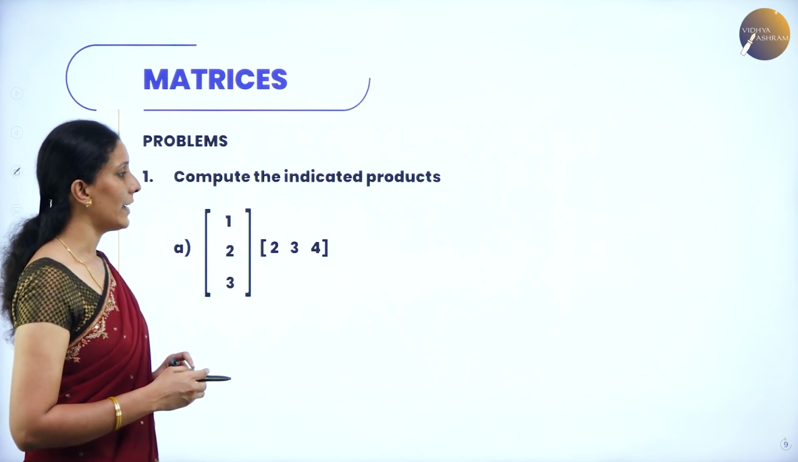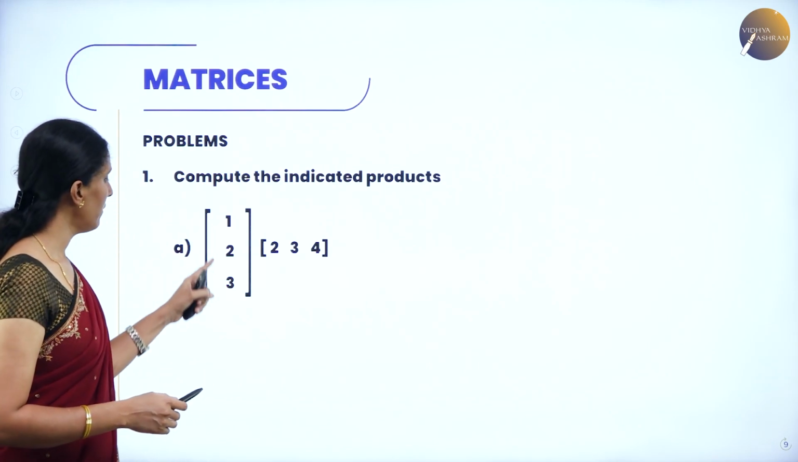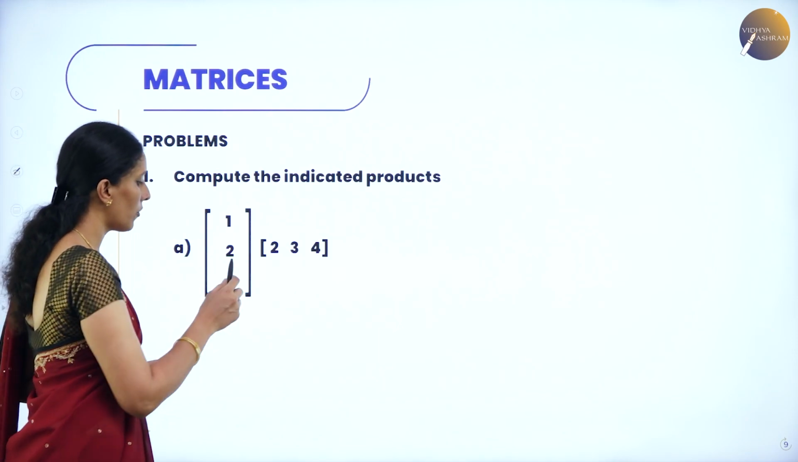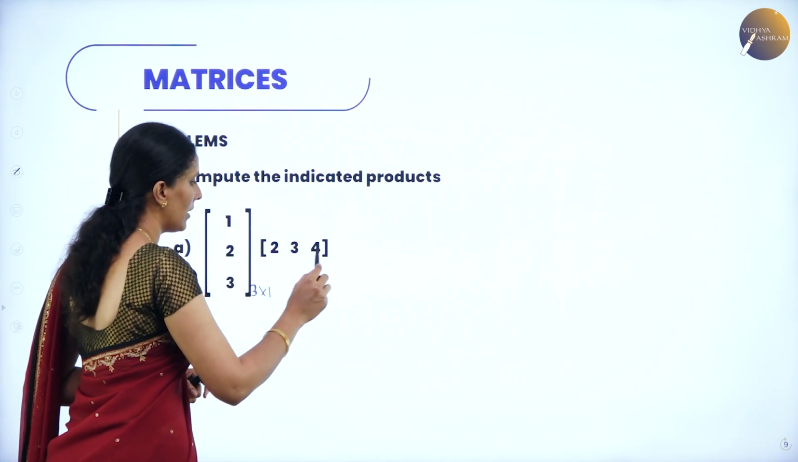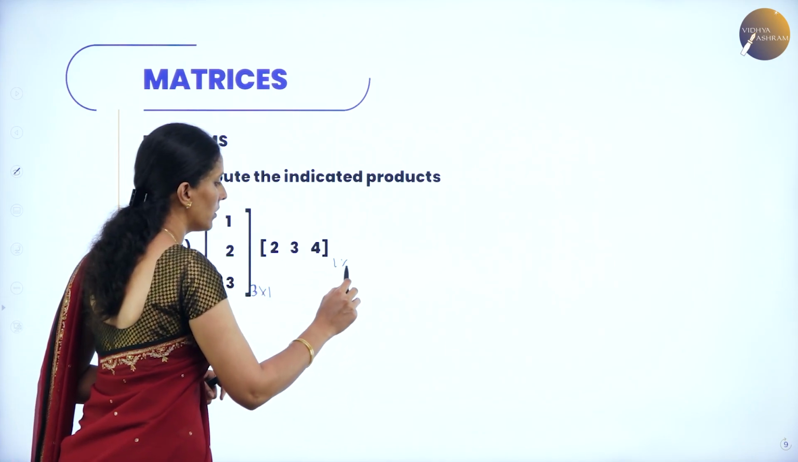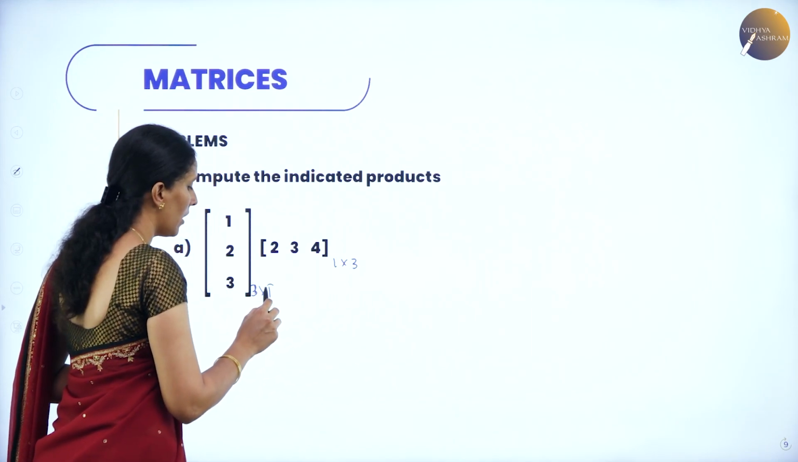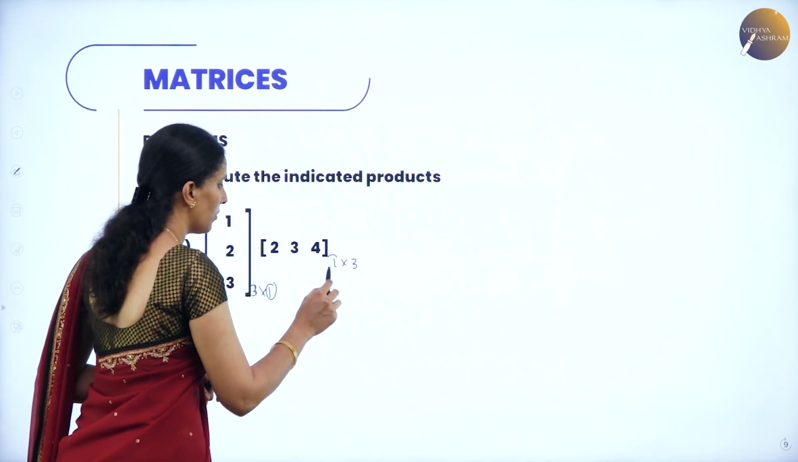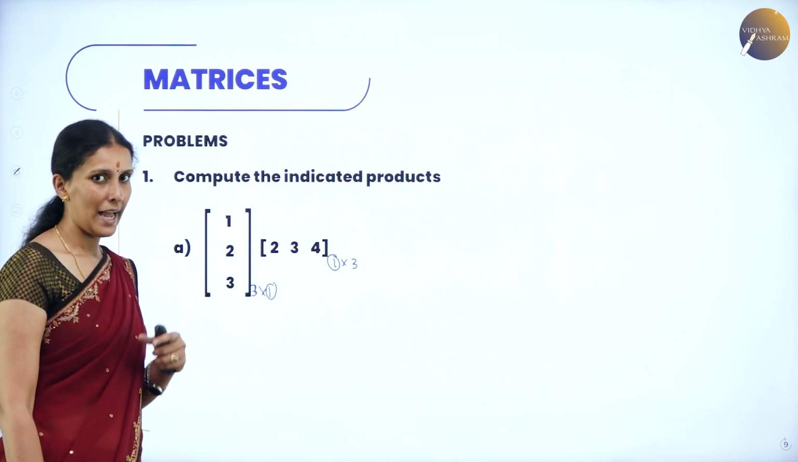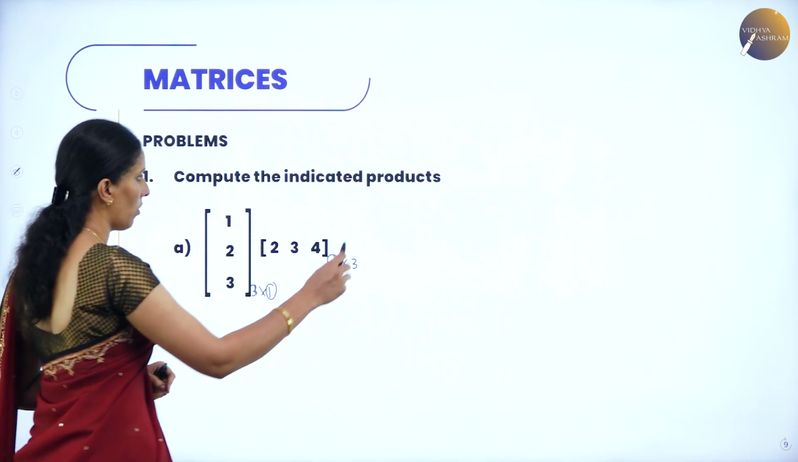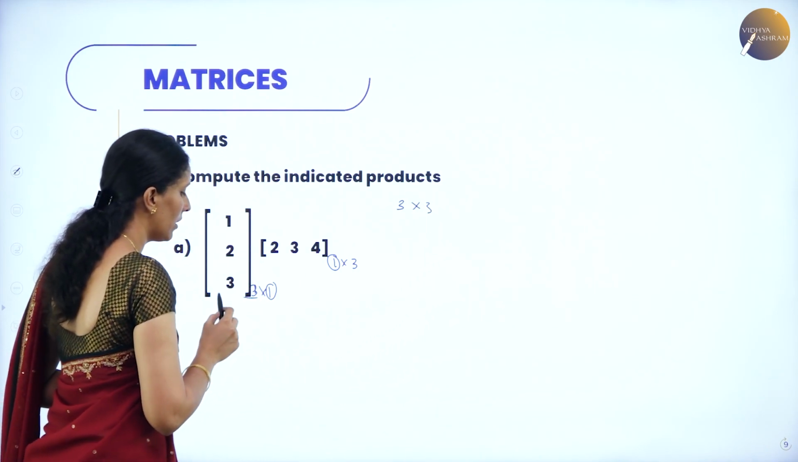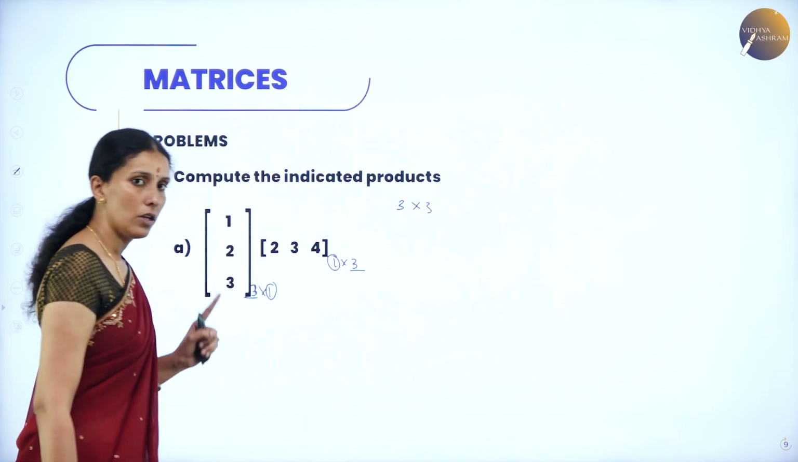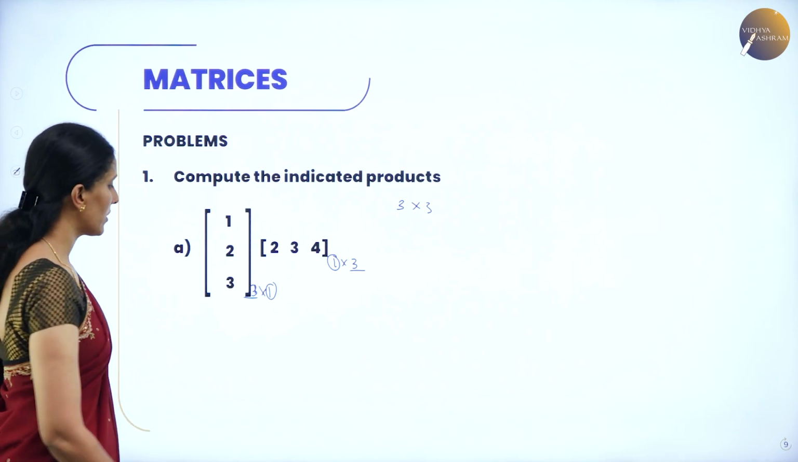Compute the indicated product. Here we have two matrices. What is the order of these matrices? We have 3 rows and 1 column, and here we have 1 row, 3 columns. Clearly, the number of columns of the first is equal to the number of rows of the second. Hence, you will get a matrix of order 3 cross 3, with the remaining rows here and remaining columns here. So a 3 cross 3 order matrix you should get.